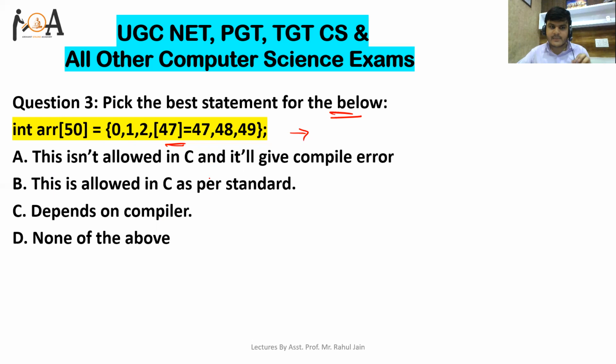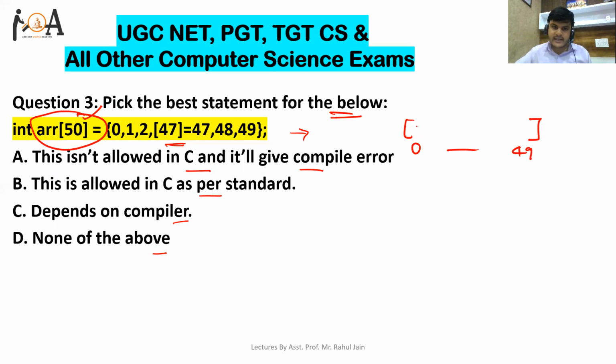Which of the following statements is correct? Option A, it isn't allowed in C and will give a compiler error; option B, this is allowed in the C compiler or C standard; option C, depends on the compiler; or option D, none of the above. So we need to use the concept of array here. An integer array would be declared with 50 spaces, that is indexing 0 to indexing 49.